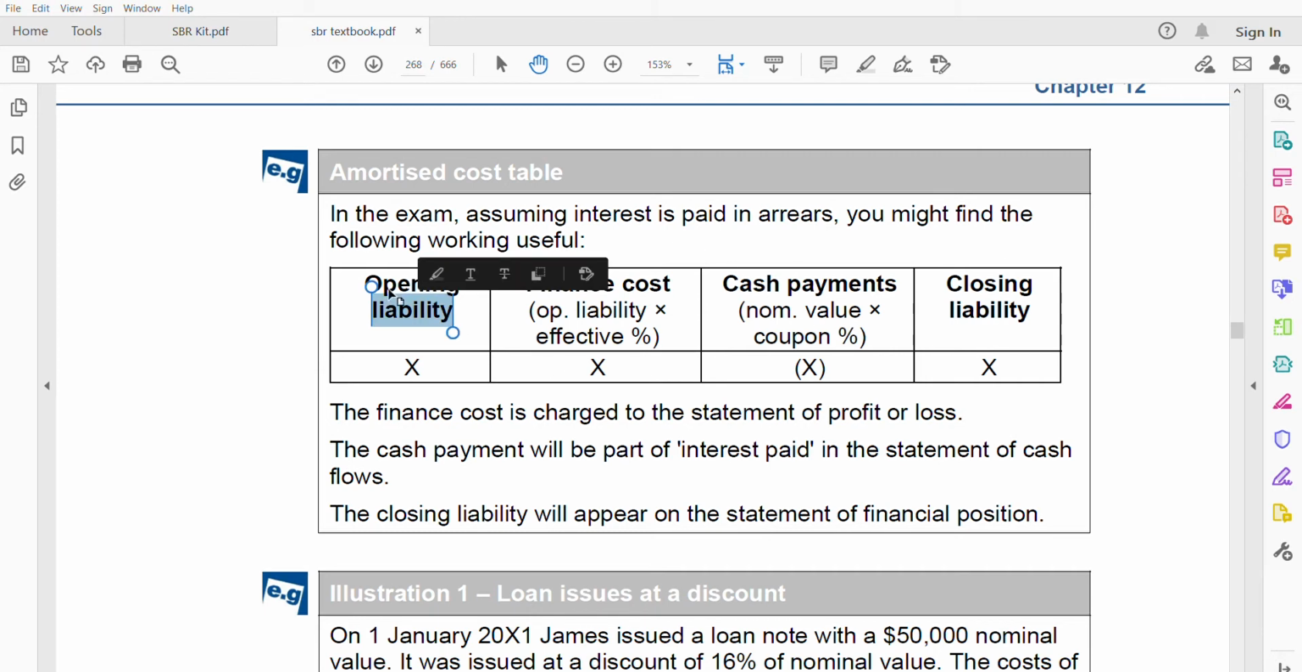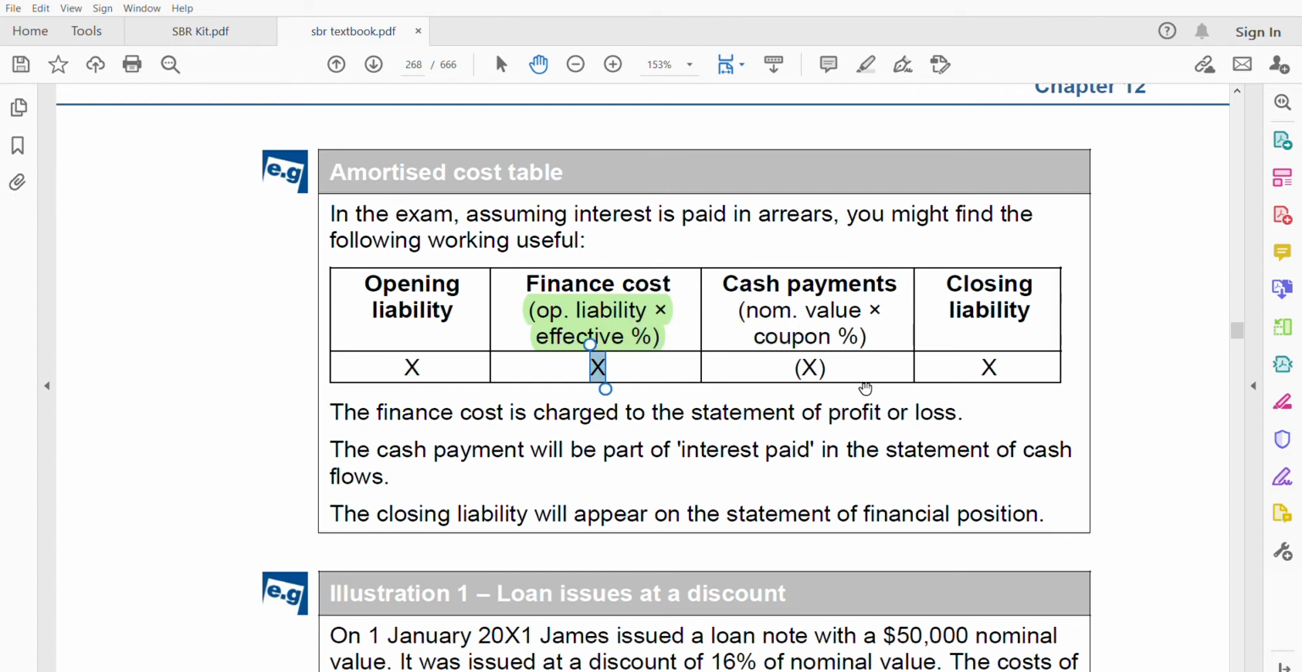In the exam, how do you do it? You start with the opening liability. It's given to you already. Then you find the finance cost. How do you find the finance cost? It is this into this. If you see, there is no bracket. It's an addition. Opening liability, I'm sorry, opening liability. That means this amount, into the effective rate. Let's say the effective rate is 5%. So 5% into this X. So that will be your finance cost. That means interest. You add it.